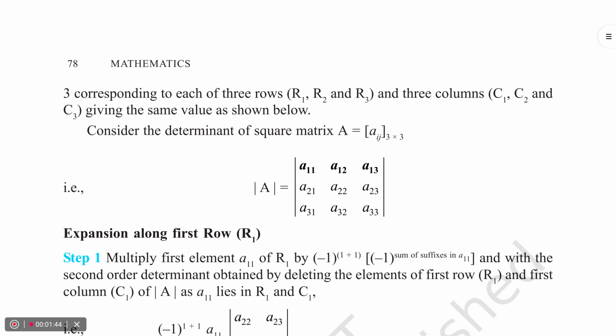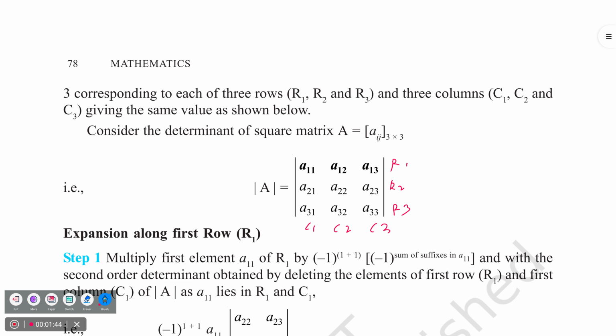For 3 by 3 there are a lot of ways actually. We can go by row 1 or row 2 or row 3, or column 1, column 2, column 3. There are 6 types here. In whichever of the 6 ways you go, you will get the same answer. But there are 6 varieties of way you can use for taking the determinant.